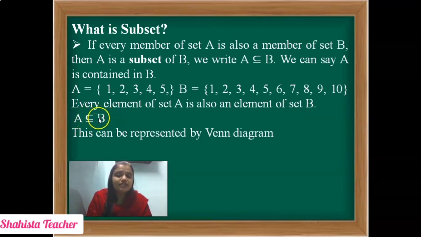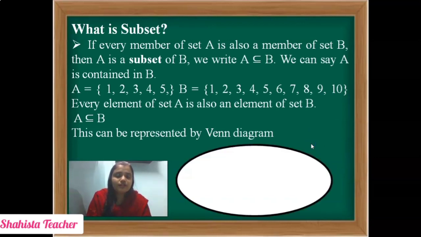A subset B can be represented by a Venn diagram. Here we will draw one oval first. Inside that oval we will draw one circle. This red circle represents set A, that is 1, 2, 3, 4, 5. We will write all these numbers here.